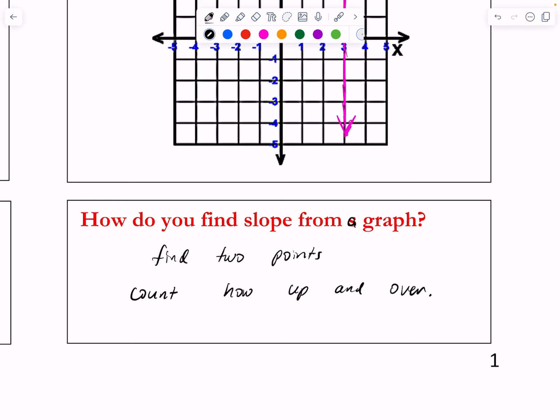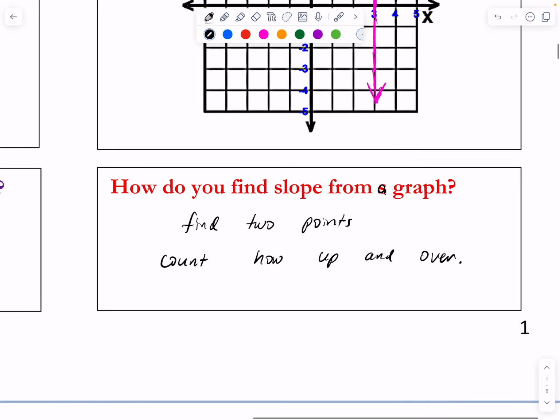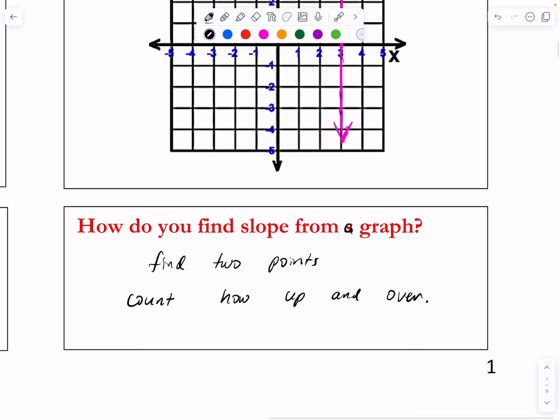Now, I always go up, and then I either go left or right, depending on if it's a positive or negative slope. But feel free to go down. Just be careful: if you're going down in the y direction, that is a negative. So you have to always think of it as a fraction. I'll show you a couple examples where you end up going down, and left is actually going to be a positive. A negative divided by a negative becomes a positive slope.